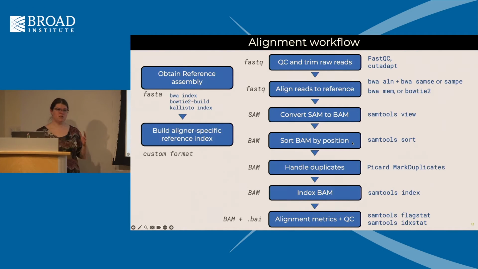This is, again, one of those things that used to be pretty difficult and is substantially less difficult now. You can handle duplicates. I'm mentioning Picard because it's a Broad-generated tool. There's other ways to do duplicate marking. Some aligners these days will do that for you if you put that into your alignment. And then you'll index the BAM so that you can sort through the BAM, and you generate alignment metrics and QC. There's a couple of nice ways to do this with SAMtools. We're going to walk through all of these in more detail.